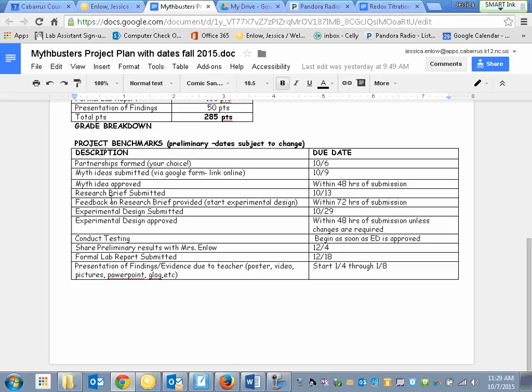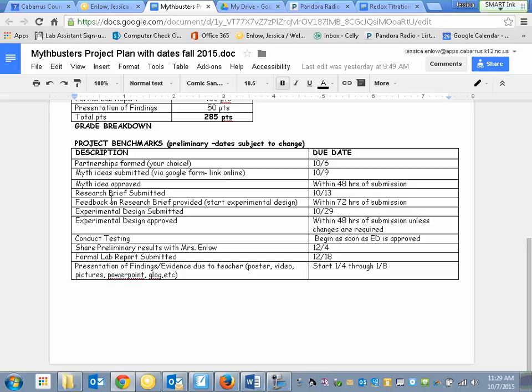After you submit your research brief and I read over it to make sure it's good, I'll approve you to start making an experiment. You'll come up with a procedure and get that approved by me. Then you'll actually do the procedure and share results with me. Then you'll show everybody your results, like in a video, a Prezi, or pictures, in January. You'll conduct testing until December the 4th. I'm sorry, share results with me on December the 4th.